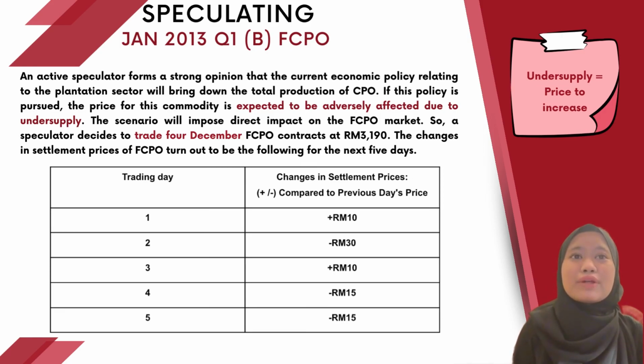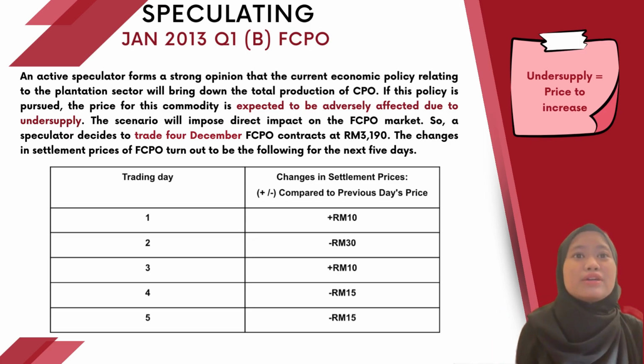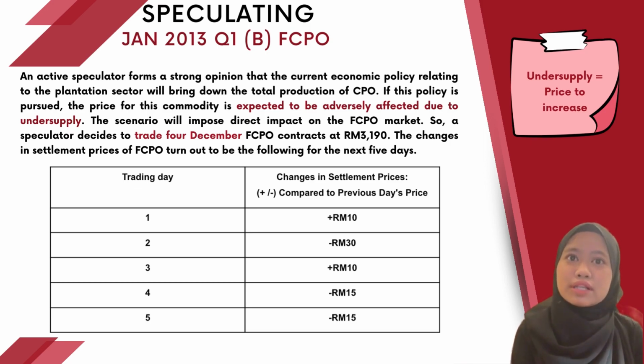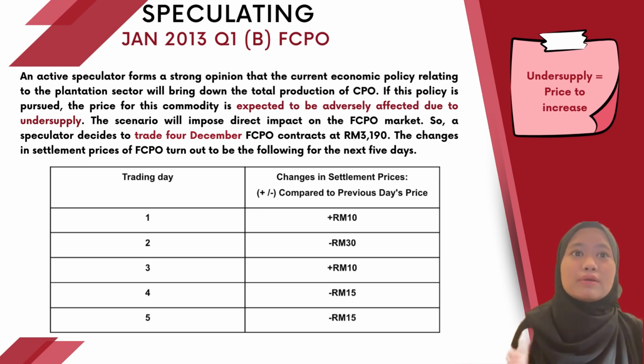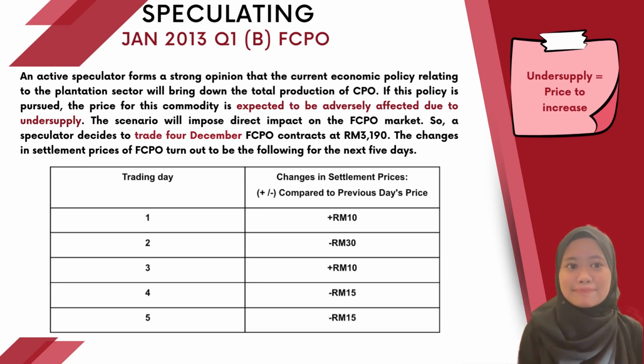So for this part, I will explain about speculating, which is January 2013, question 1, the FCPO contract. So here, as you can see, the question mentions that if this policy is pursued, the price for the commodity is expected to be adversely affected due to the undersupply.